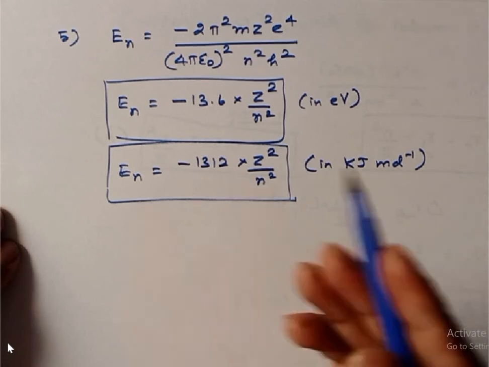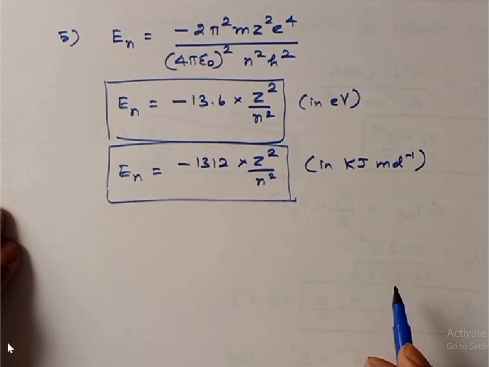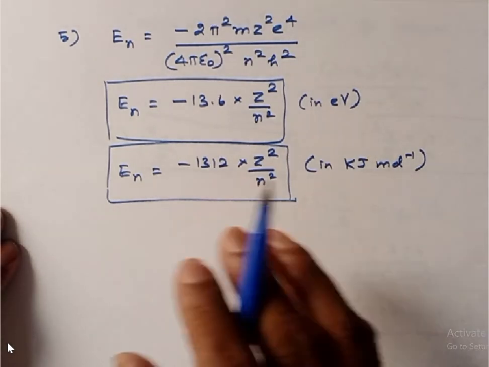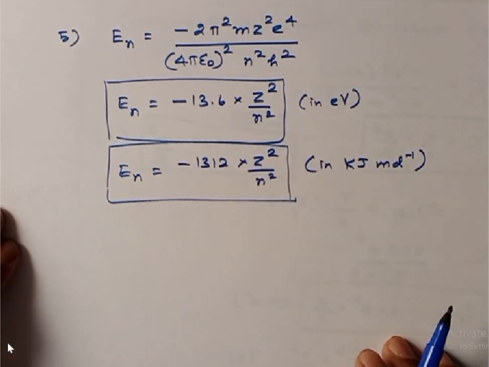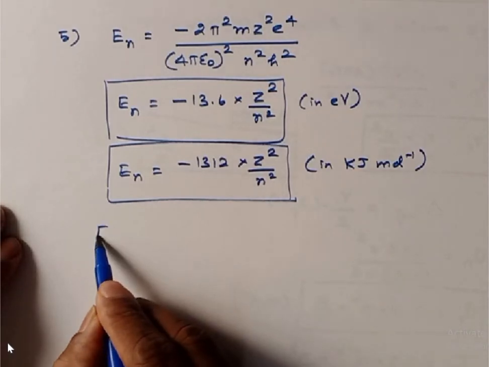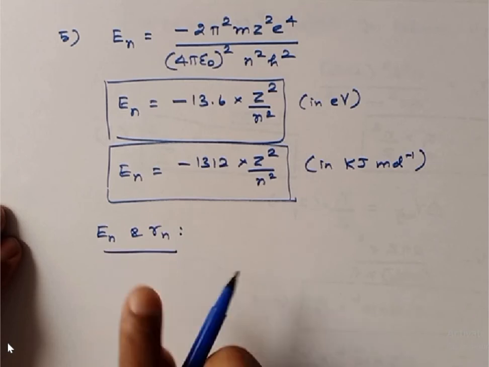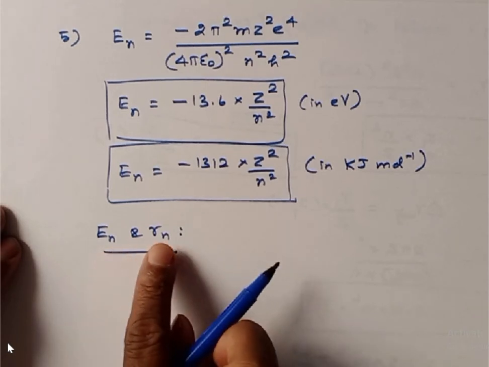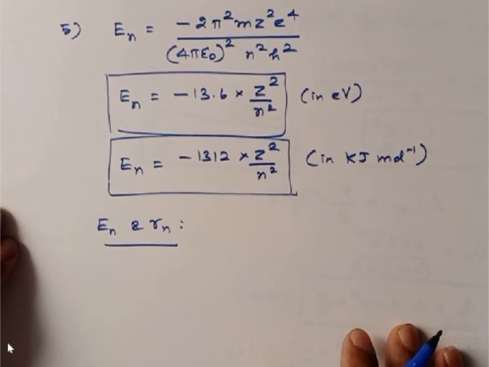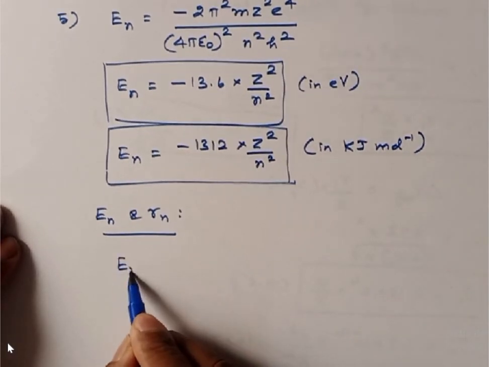Okay, so if I plot En versus N square, I will get a hyperbolic relation between these two. Then the most important one is the relation between En and Rn: how the energy of the electron in the nth orbit is related to the radius of the nth orbit. Yes, we can do that.